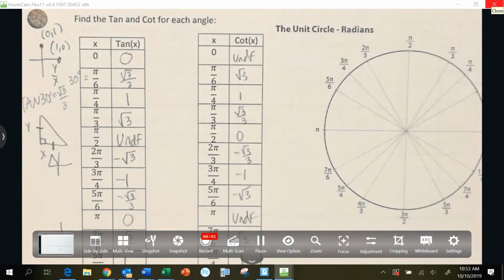So you guys can see some of my answers, but all I did was reciprocate tangent. If we reciprocate 0, it's undefined. If we reciprocate radical 3 over 3, it's just radical 3. These answers show up multiple times in tangent.